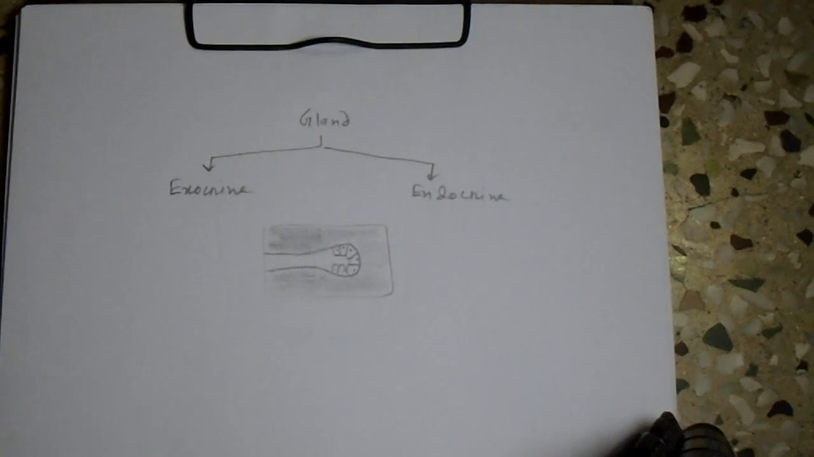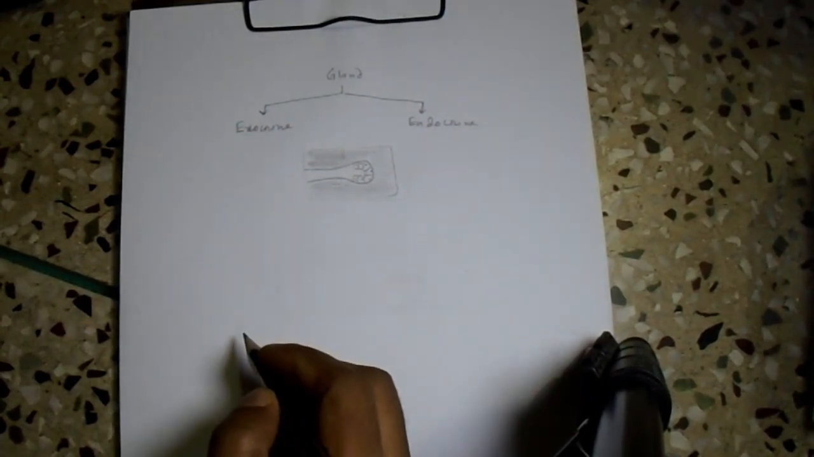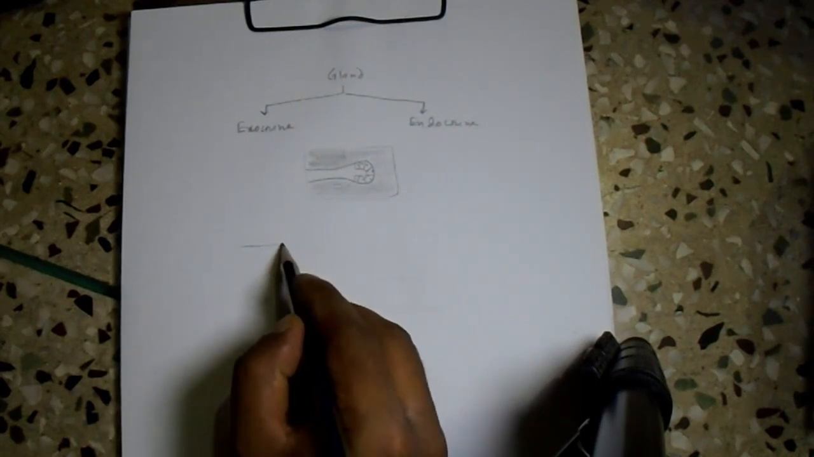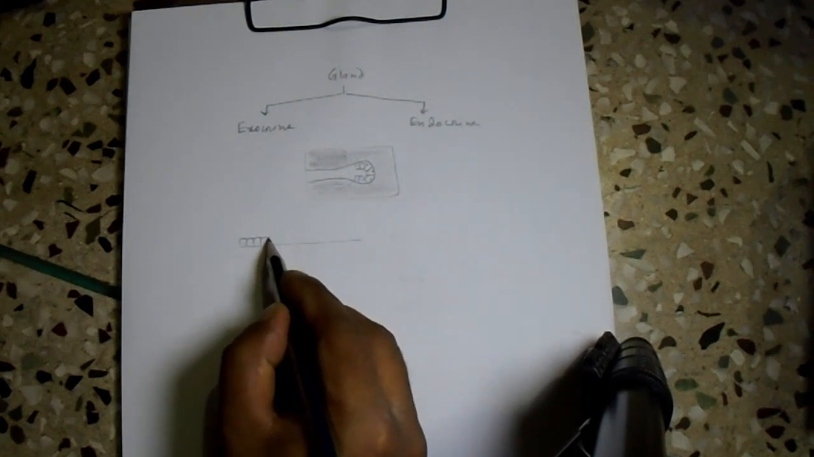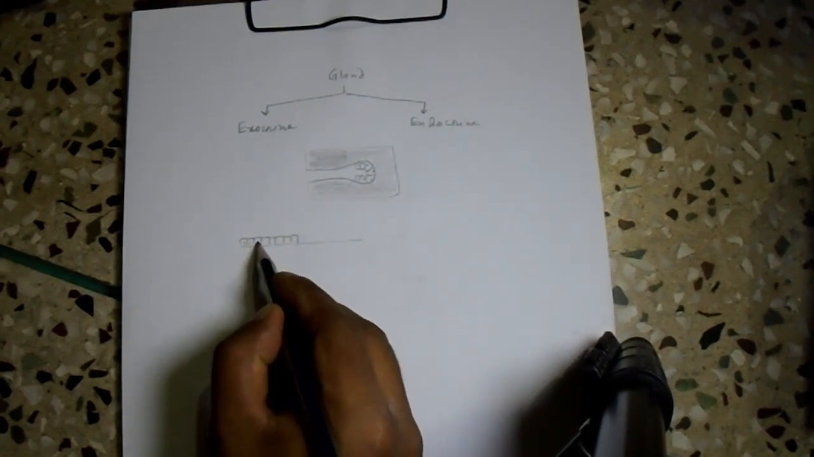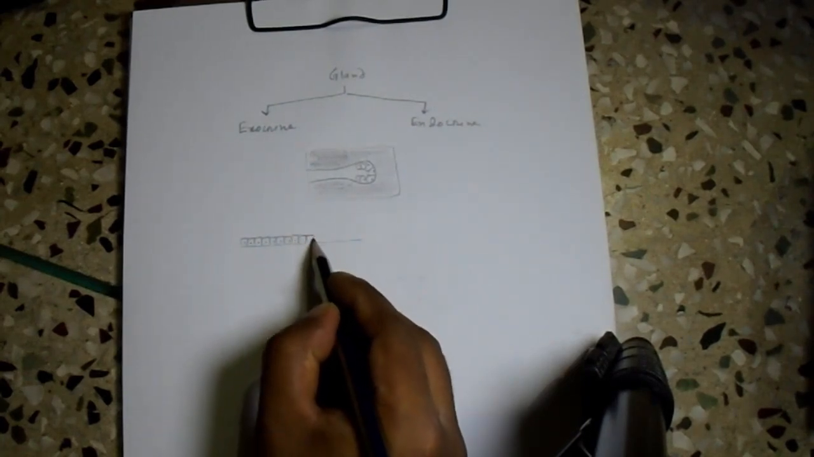The cells or parenchyma of these glands developed from epithelial tissue. How? Let's see how a gland develops from the surface epithelium. Let's draw the surface epithelium. These are the simple cuboidal epithelium. Here are the nuclei of the simple cuboidal cells.